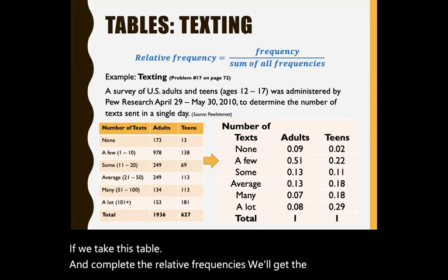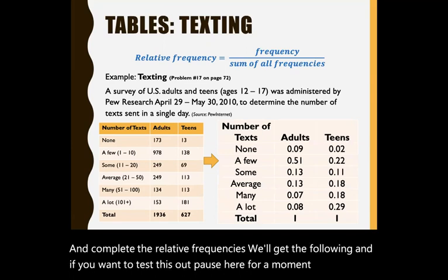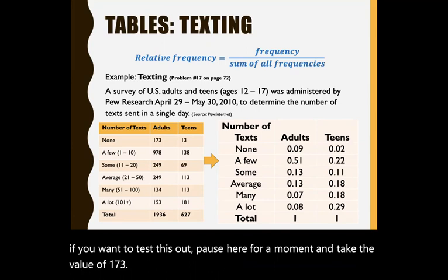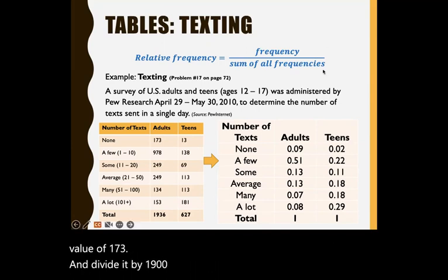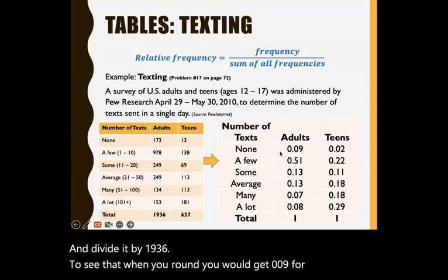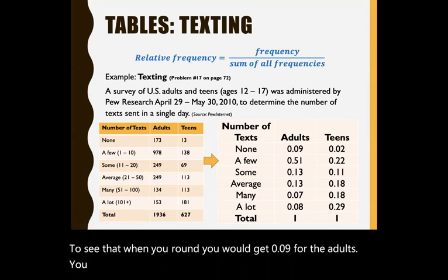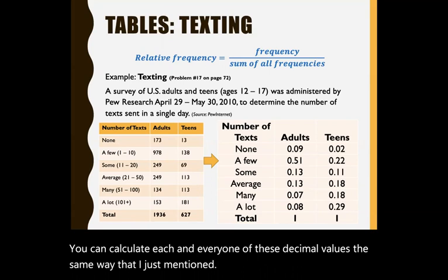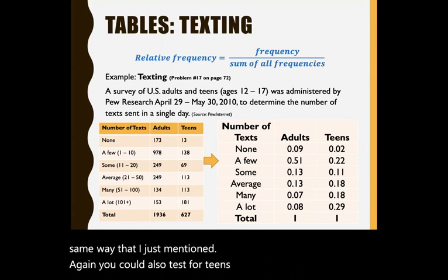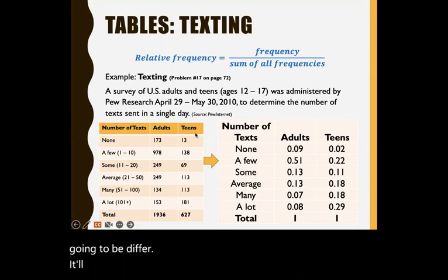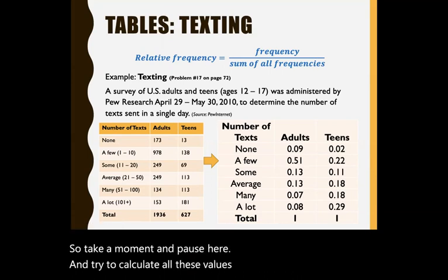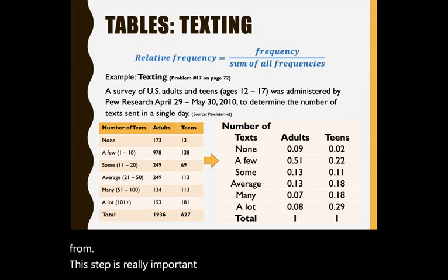And if you want to test this out, pause here for a moment and take the value of 173 and divide it by 1,936 to see that when you round, you would get 0.09 for the adults. You can calculate each and every one of these decimal values the same way that I just mentioned. Again, you could also test for teens. The teen calculations are going to be different. It'll be the 13 divided by 627. So take a moment and pause here and try to calculate all these values and see where they come from. This step is really important to understanding relative frequencies.